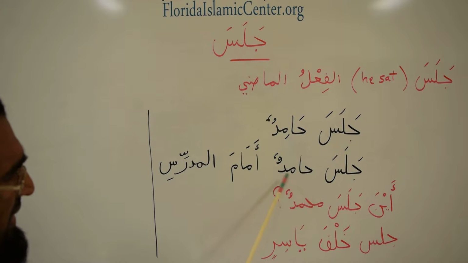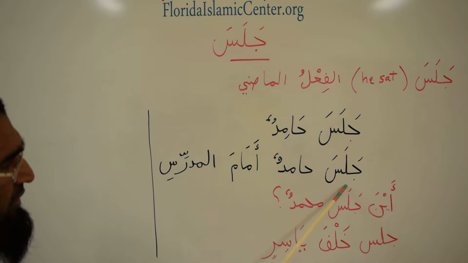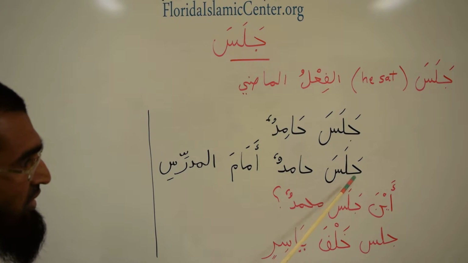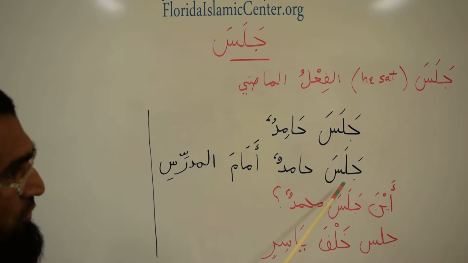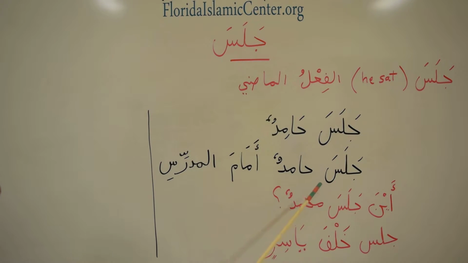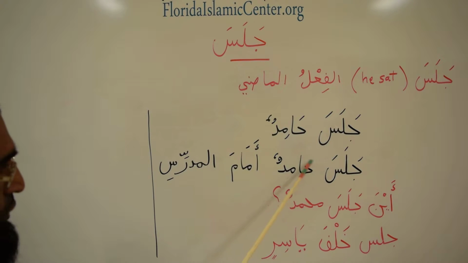In these sentences, because it starts off with a verb, it is not a nominal sentence. It's not a jumla ismiya. It's a jumla fi'liya. So we don't exactly look for the mubtada and the khabar in the sentence. We just look for the fa'il, the doer of the verb. But we'll have a separate video also that explains this, inshallah.